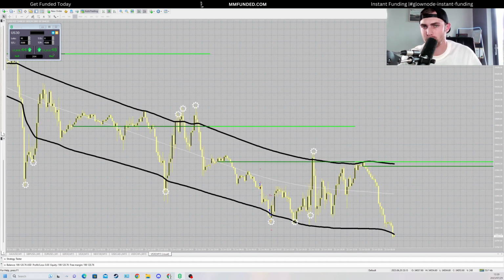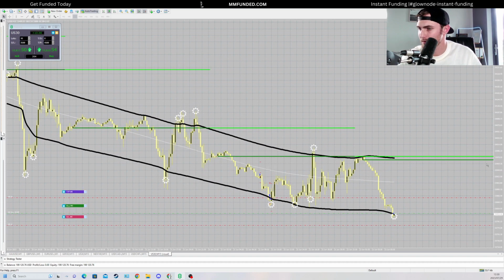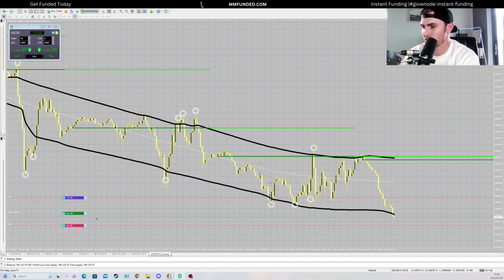Okay, we've now had a sweep of these lows. So buy confirmation I will take. Just like that, because that's given us the sweep plus the buy confirmation. So let's see how this trade runs.